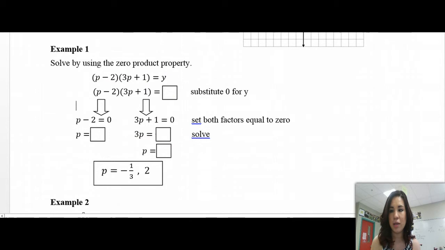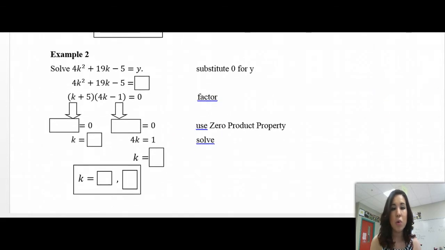Okay, let's look at example 2. Same thing, but this isn't factored, so we need to factor it. Instead of y, we put a 0, and then we factor how we were doing before. I'm not going to go over the factoring step because you should already know that. Here are my factors: k plus 5 times 4k minus 1. I'm going to set each of these equal to 0, so k plus 5 is equal to 0, and 4k minus 1 is equal to 0. Why? Because you're multiplying two things, so either the first one is 0 or the second one is 0.